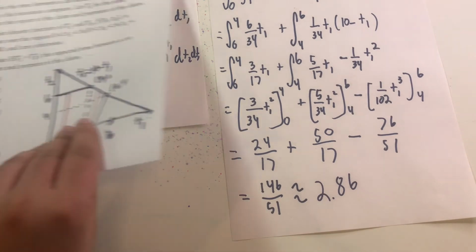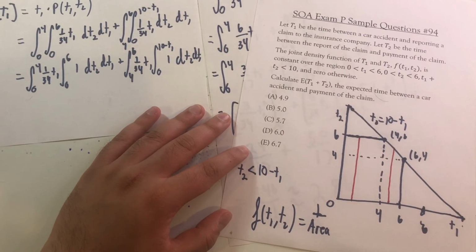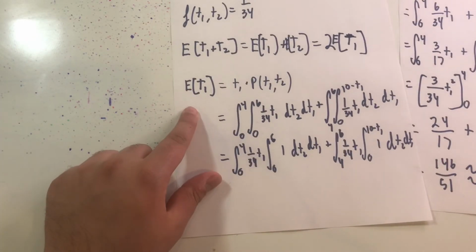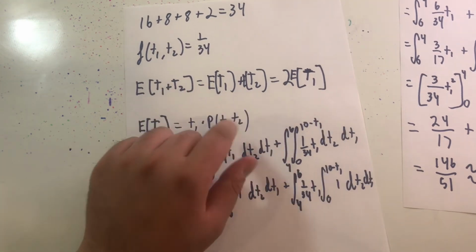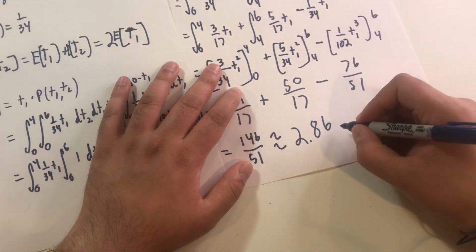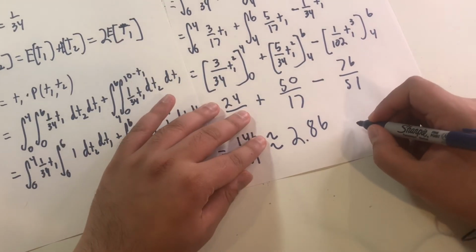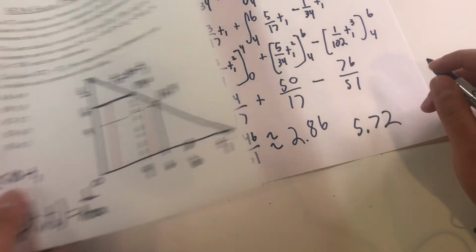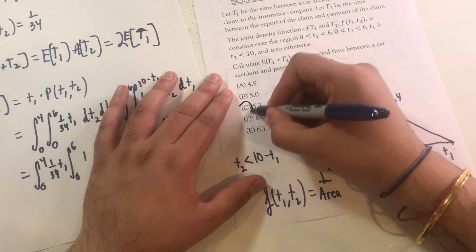Now that doesn't line up with one of our answer choices. Why not? Remember, this number is the expected value of T1. We're looking for 2 times the expected value of T1. So multiplying this by 2, we get approximately 5.72, which we know which answer choice that lines up with. Answer choice C.